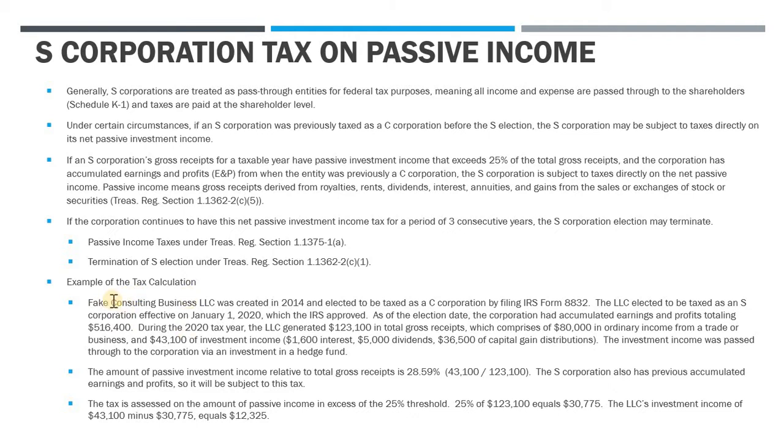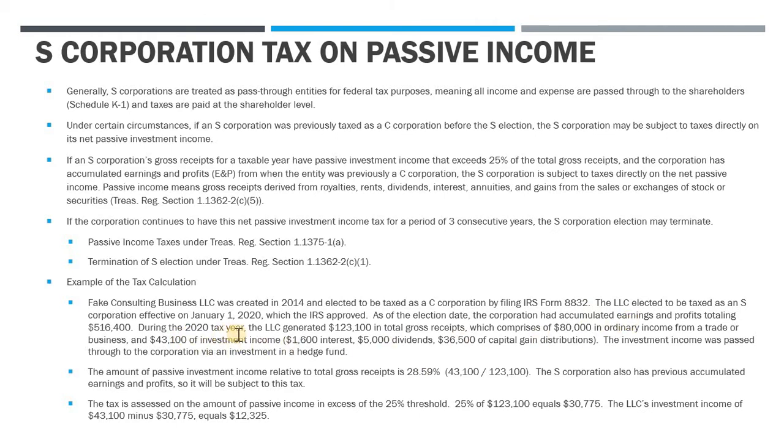We have our business here, Fake Consulting Business LLC, created in 2014. It elected to be taxed as a C-Corp in 2014 by filing 8832. The LLC then elected to be taxed as an S-Corp effective Jan 1, 2020. So 6 years later, they decide the S-Corp structure is better, so they file the 2553 and the IRS approves it. As of the election date, the corporation had accumulated earnings and profits totaling $516,400. That 516K is the retained earnings in the C-Corp that was not distributed as a dividend to the shareholder. That's what we're talking about when we're talking about undistributed accumulated earnings and profits.